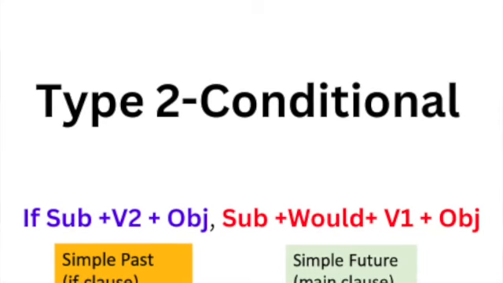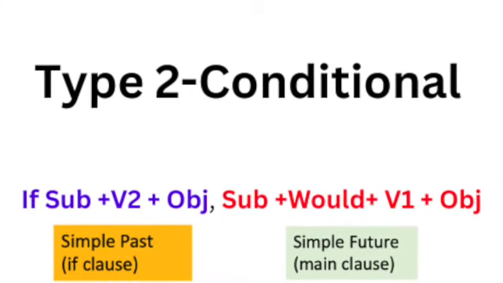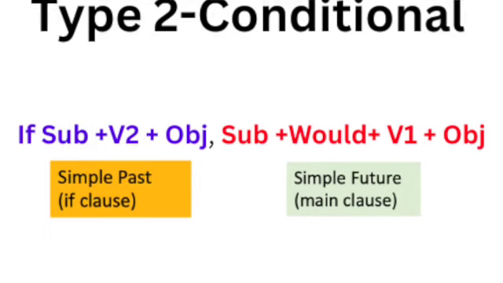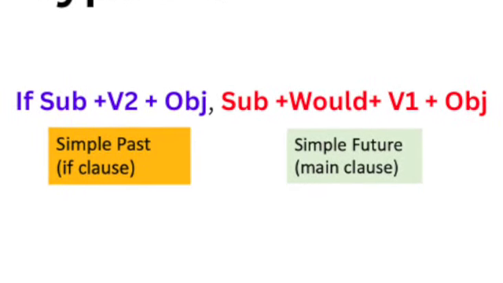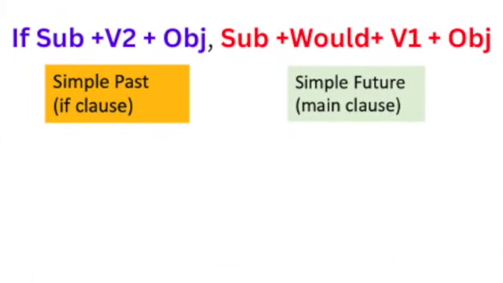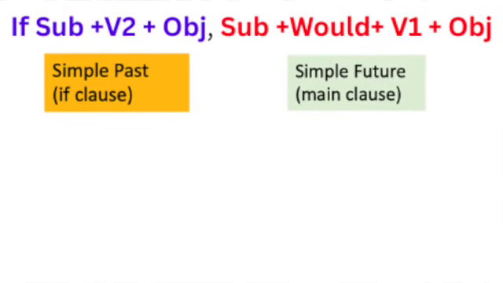Okay, let's see the sentence structure, how we can frame sentences using this hypothetical situation, what the rules are, and let's understand with some examples. The formula to form a sentence in type 2 conditional is: if plus subject plus V2 form of verb plus object, comma, subject plus would plus V1 form of verb plus object. Let's see how we can frame sentences using type 2 conditional with some sample sentences.